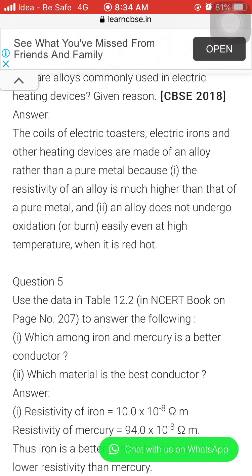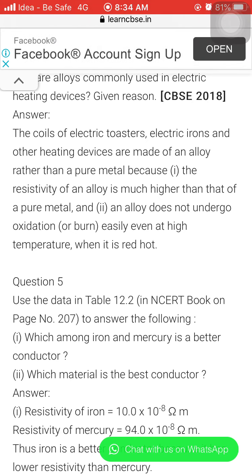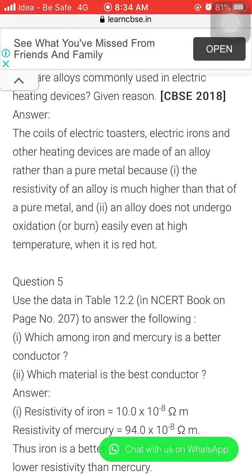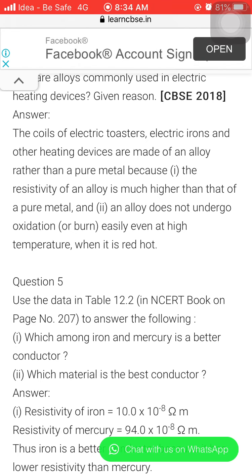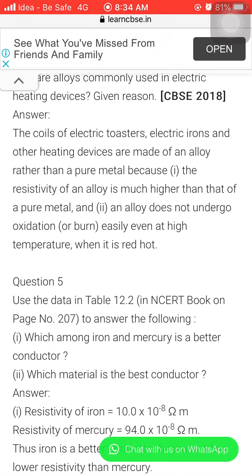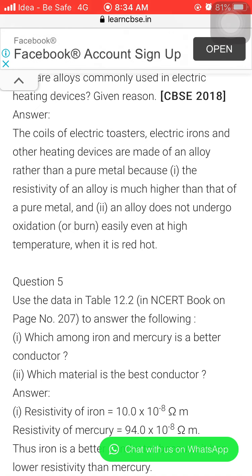Secondly, the resistivity of these alloys is very high compared to pure metal, and they do not undergo oxidation, so we use alloys. If you use a pure metal, its resistivity is lower than that of an alloy, that means it allows current to flow with much more ease. Secondly, pure metals undergo oxidation at high temperature. So to avoid all this, we are using alloys.